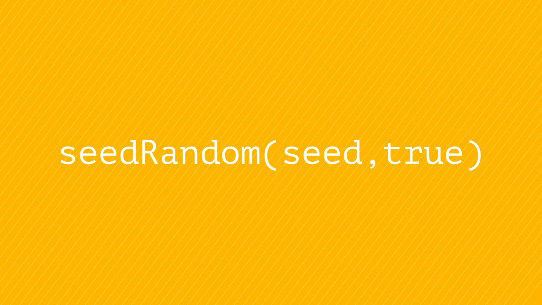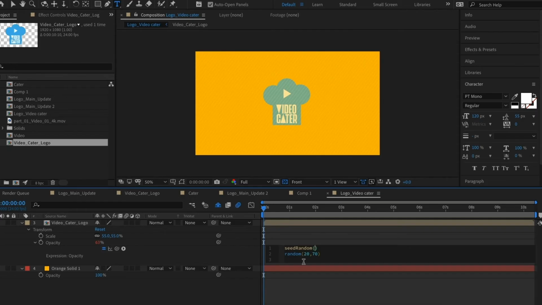Let me show you practically. Inside the parentheses, I will add a number. Like I said, it could be any number. After that, I'll add a comma, and after the comma, I'll put true or number 1. They are doing the same, and hit play. You see, it's just a fixed number.